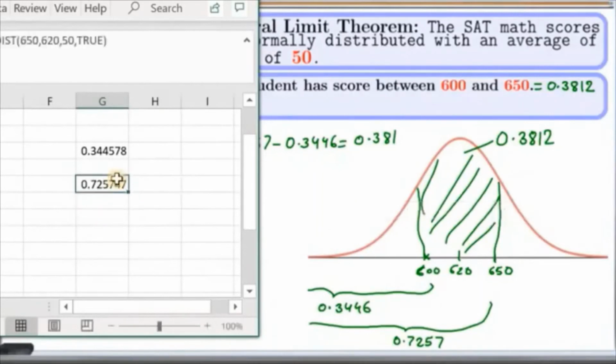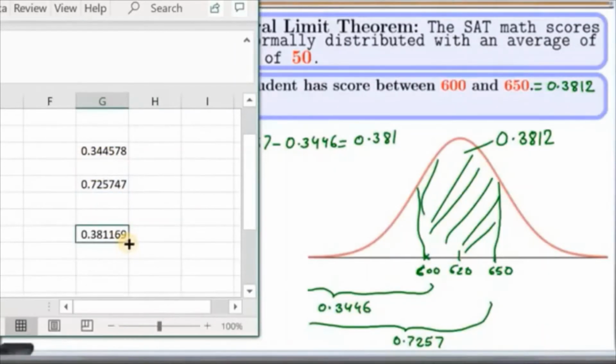So this number here is the area to the left of 650, and we need the area in between 600 and 650. All we need to do is subtract this number from this number here. Let's do that. So type in equals, then select that, then type the subtract sign there, then select that, then hit enter. So you get this number here, which is exactly what we got using the calculator and also using the formula.